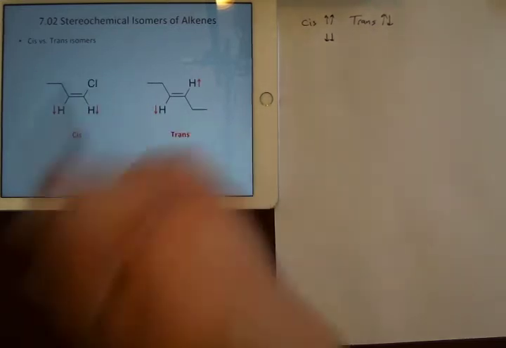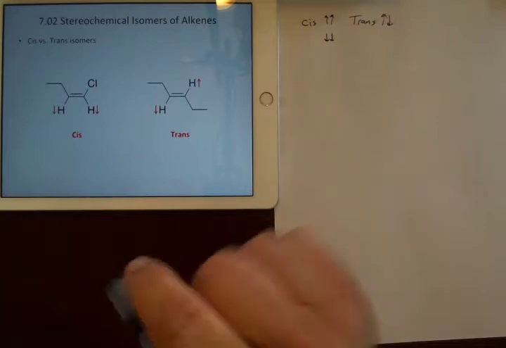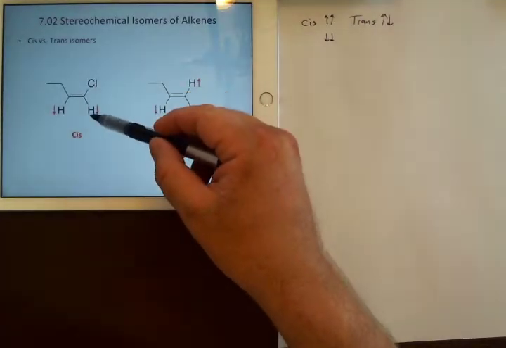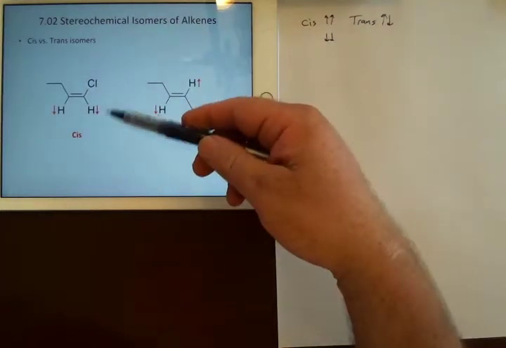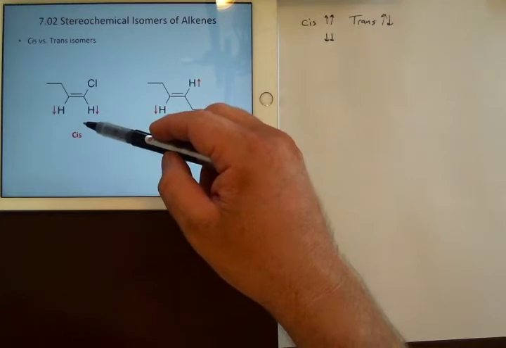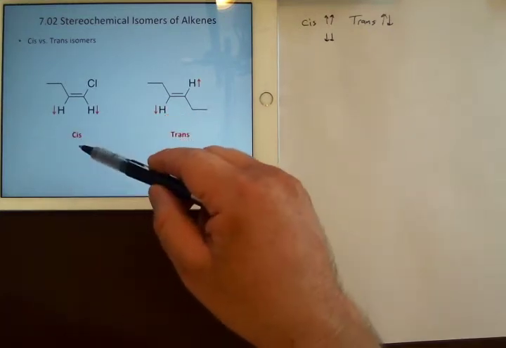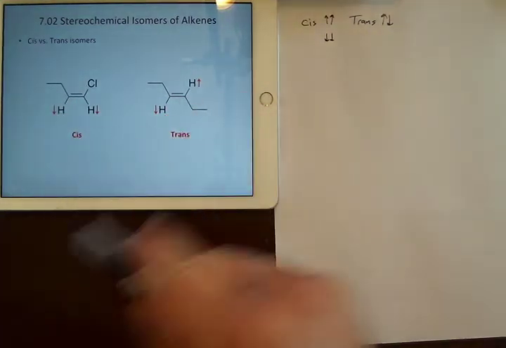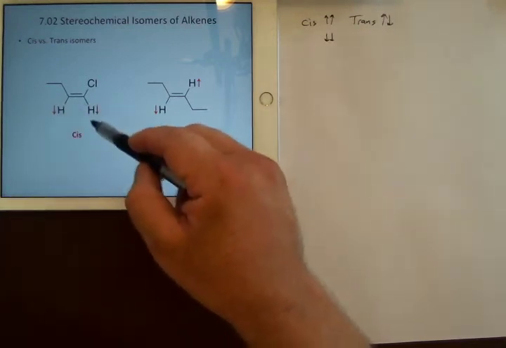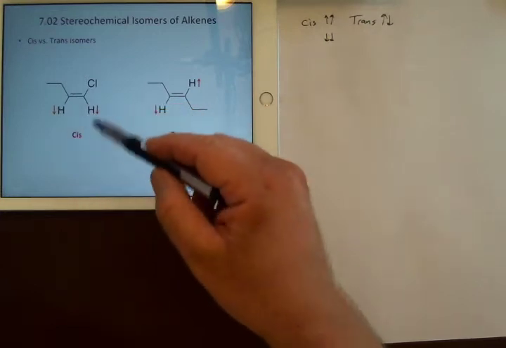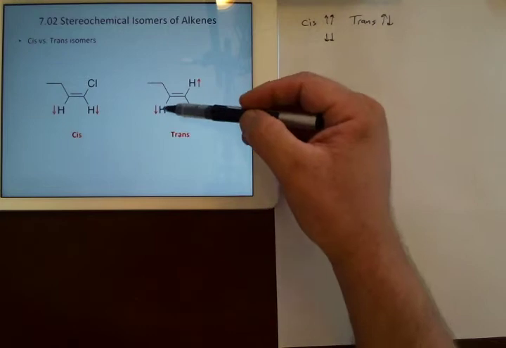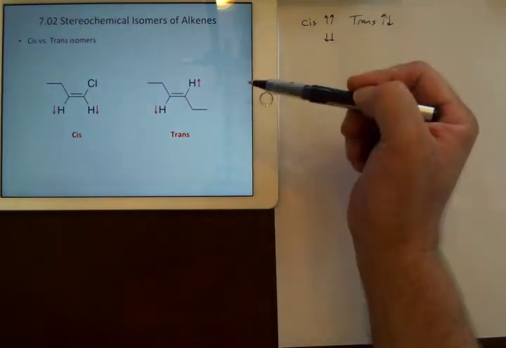If you had a hydrogen here and a hydrogen here, there's no difference between them. They have to be different. If there's fewer than two hydrogens, then you need to go to a different system, which we'll talk about a little bit later. So you just look at how the hydrogens are pointing, away the same way from the double bond. In this case, they're pointing down. Here, this one's pointing down, and this one's pointing up. So this one's trans.